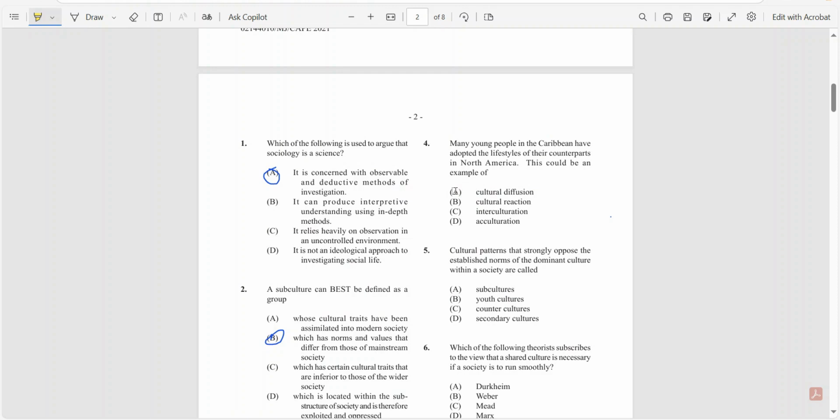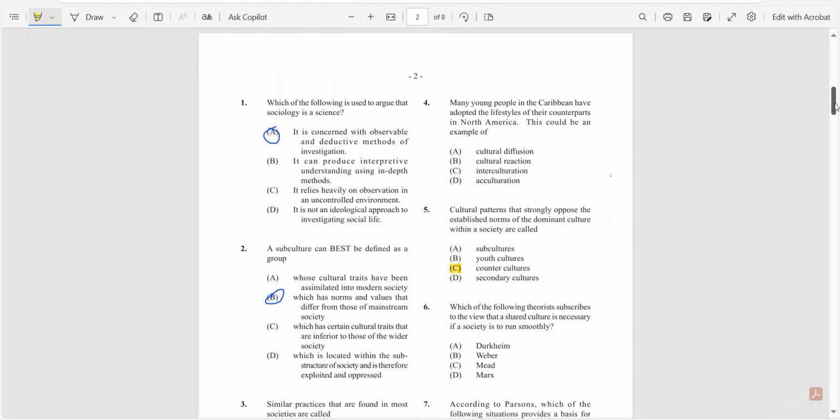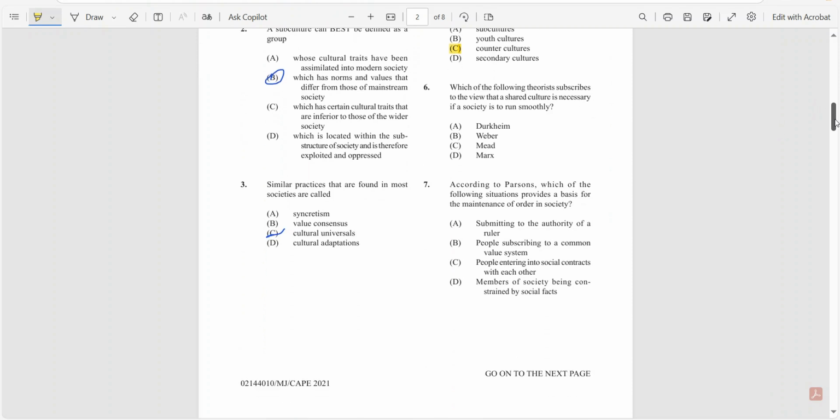Number 5. Cultural patterns that strongly oppose the established norms of the dominant culture within a society is called a counterculture. So they strongly oppose those of the dominant culture. Number 6, which of the following theories subscribes to the view that a shared culture is necessary if a society is to run smoothly? Remember that Durkheim would have believed that everything in society worked together. So the answer for this is Durkheim.